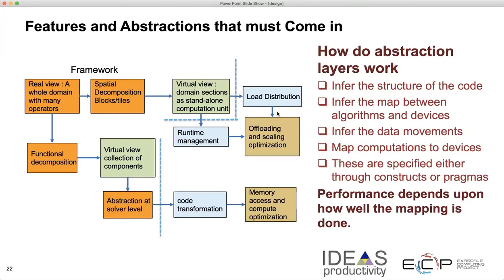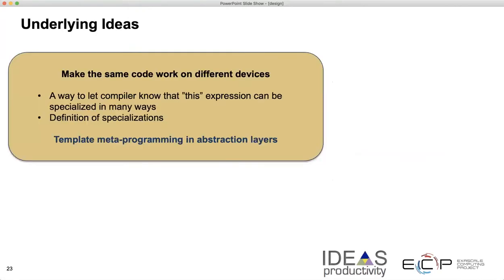It still remains true that in order to use these tools well, you have to understand the structure of your program, and you have to do the design so that these tools can be exploited usefully. To take the step to deconstruct what these abstraction tools do a little bit more, so that tells you how to go about designing your codes a little bit more, is that what they count on is a way to let the compiler know that this particular expression can be specialized in many ways.